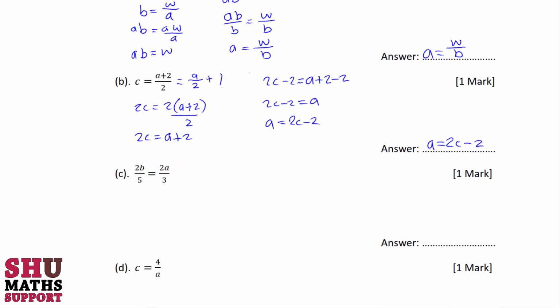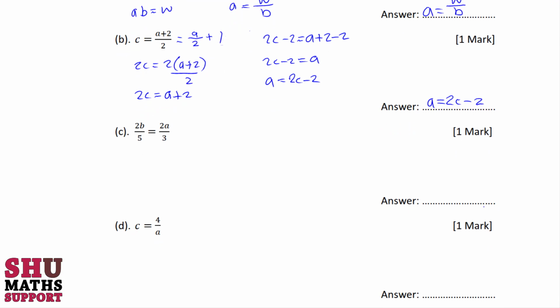So we'll do one more example with this section. So this time we have fractions on both sides of the equal sign. We have 2B over 5 is equal to 2A over 3. So we're wanting to make A the subject. So we need to start off by simplifying and getting rid of the fractions. So if I just rewrite it underneath, we have 2B over 5 is equal to 2A over 3.